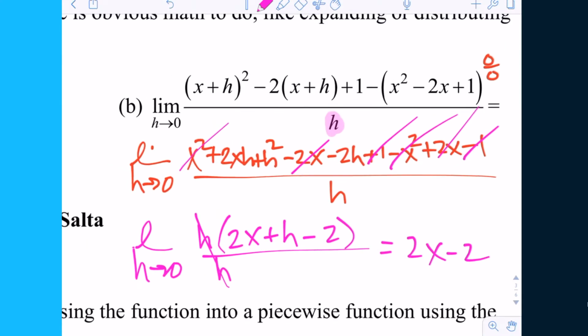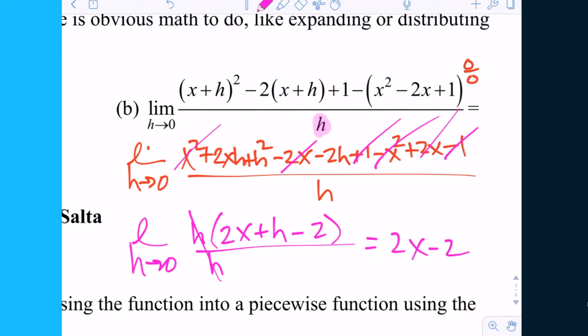Now this one also has an h in it like the first one, so this one is also going to be the definition of a derivative of a function. The function whose derivative this represents is x squared minus 2x plus 1. The derivative of that is 2x minus 2.